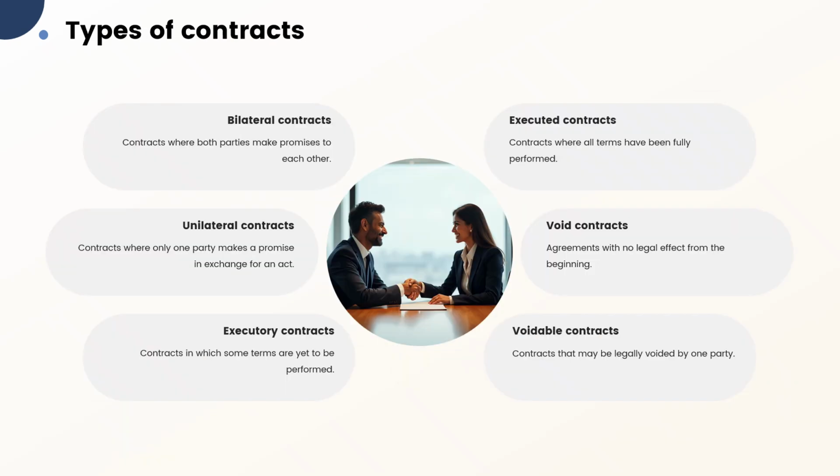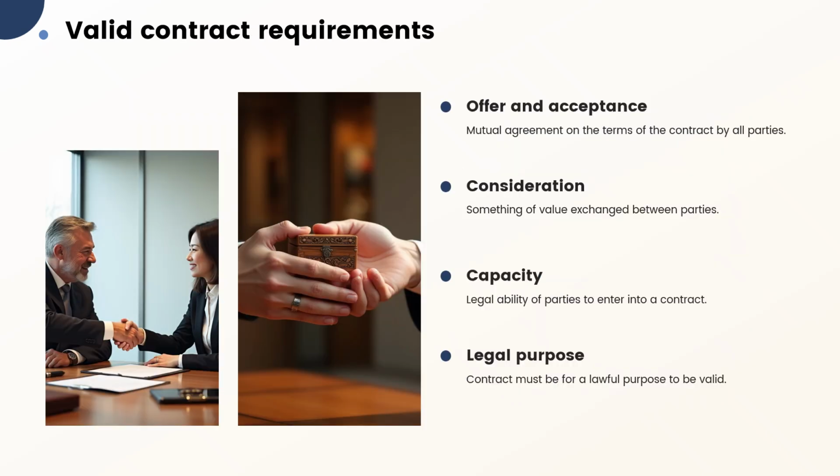Now let's talk about the different types of contracts. This is where students sometimes get nervous because the terms sound similar. But don't worry, we're going to simplify them. The main contract types you'll want to recognize are bilateral, unilateral, executory, executed, void, and voidable.